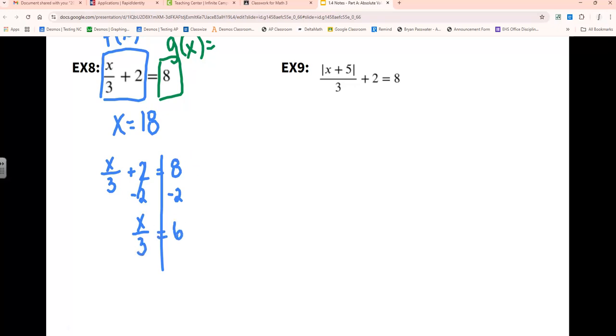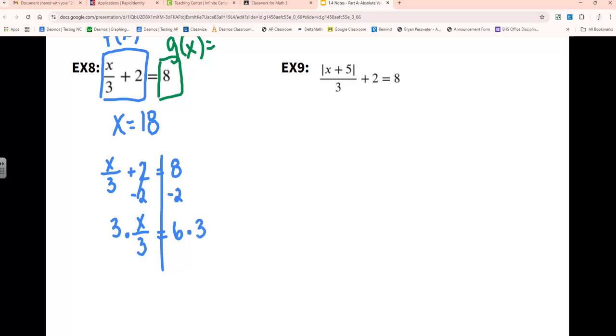So I still got the x over 3 left on this side. I've got 6 right here. Okay, now some students start to panic right here because it looks like a fraction. It is a fraction, but fractions are really just division, so that is x divided by 3. Joey, how do we reverse division? What's the inverse of division? Multiplying. So I'm just going to multiply by 3 right here and multiply by 3 on the other side.